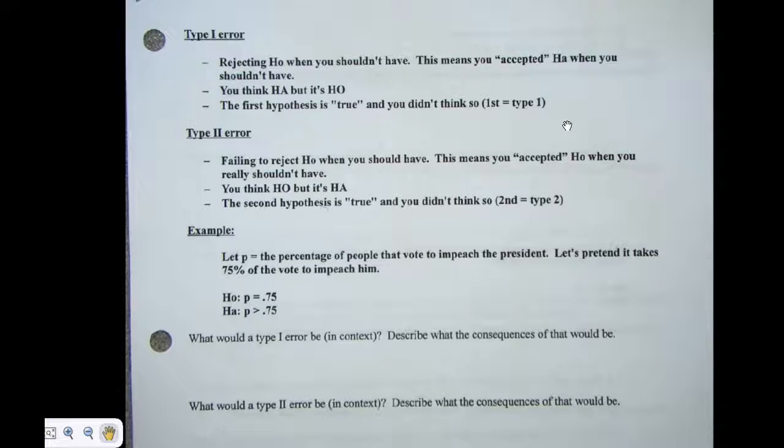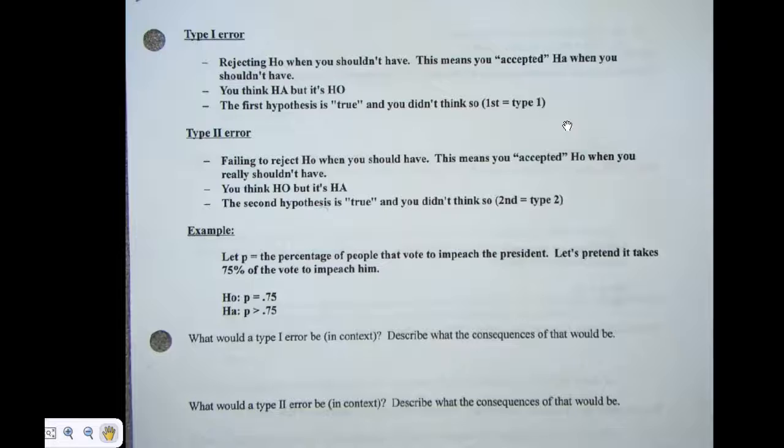Is this making any sense? Yes. Okay. You guys are looking at me like I'm speaking a different language. Alright, so type 2 is where the second one, that HA, is actually true, but you screwed up and you didn't say it was true. So that can go either way.